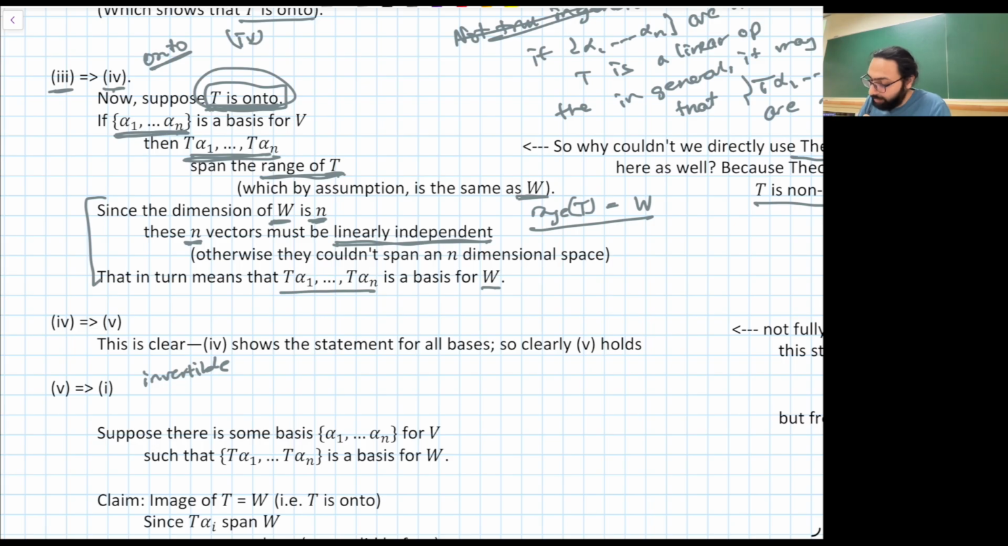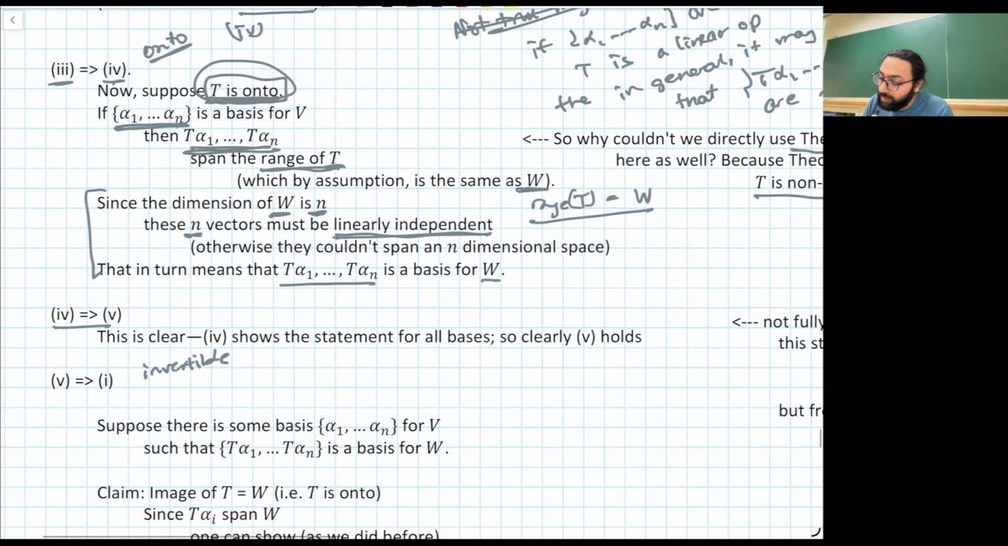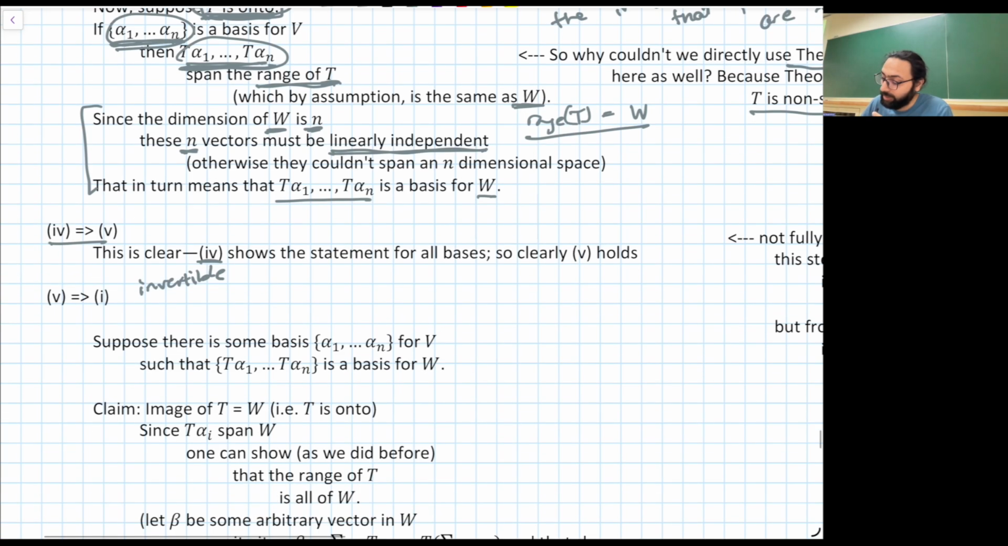So that is good. Now 4 to 5 is just saying, in 4 we proved that regardless of which basis you pick, T alpha 1 to T alpha n is going to be a basis for W. 4 to 5 is a weakening. 4 is only saying that there exists some basis for V such that when you apply T, you get a basis for W. So that is obviously, trivially implied.